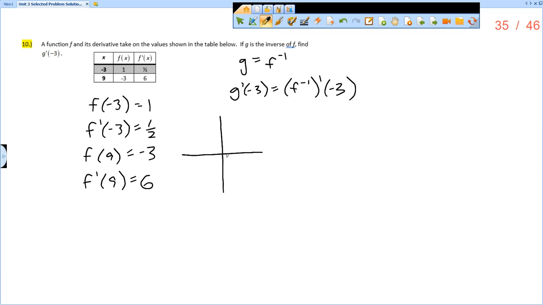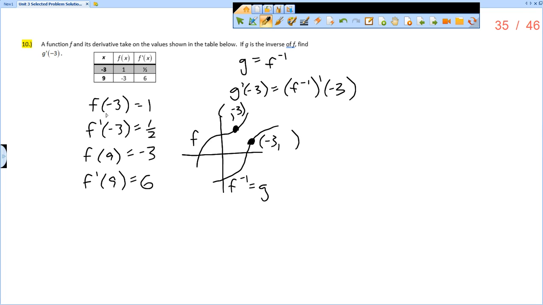All right. So now I draw my picture here. Anytime I have an f inverse prime problem, I'm going to draw this picture. All right. And so we're going to label these corresponding points. I'm looking for g prime of negative 3. So let's call this graph f, this graph f inverse, which is g. So g prime of negative 3 means negative 3 is the x value on g, or f inverse, which means it is the y value on f.